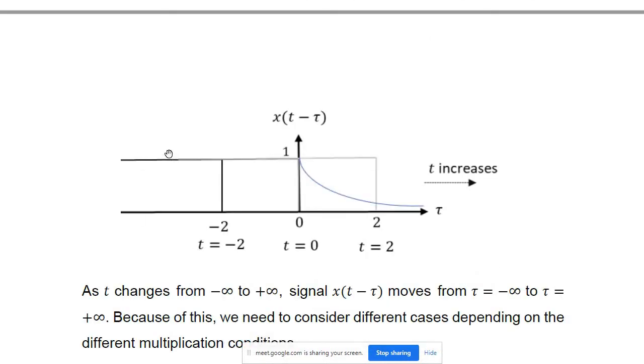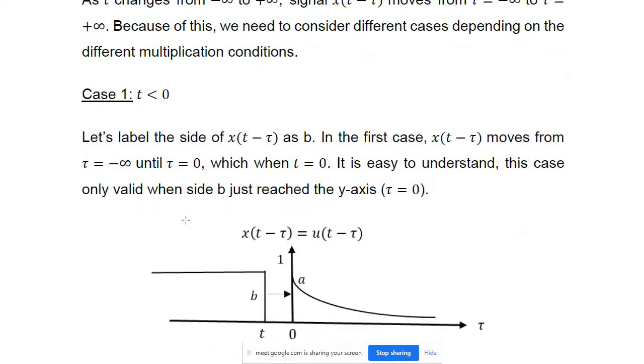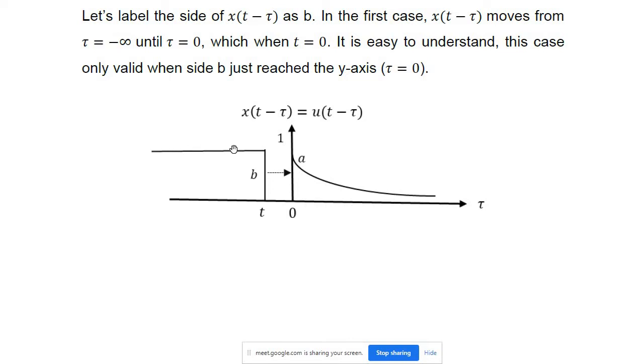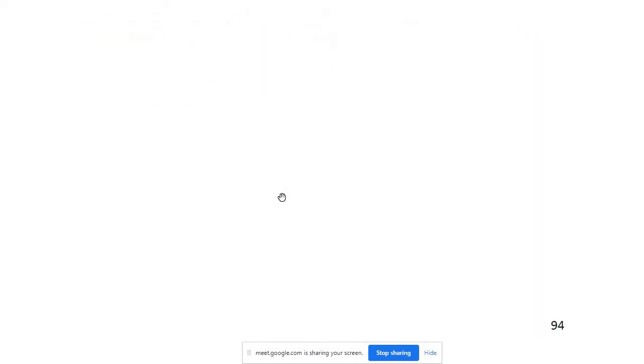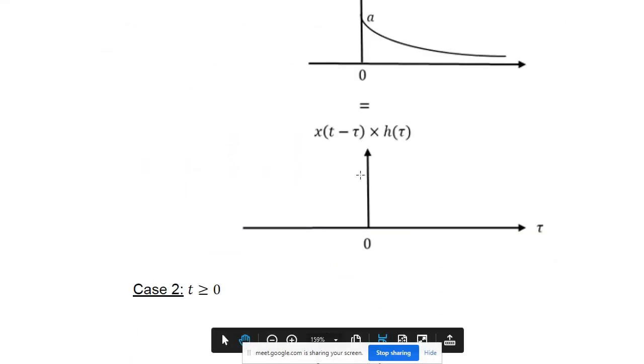This x(t minus tau) will go through from negative infinity to positive infinity, and you check where there is overlapping. For t less than 0, there is no overlapping. This is the x(t minus tau), and this one is the h(tau). So of course there is no overlapping, and when there is no overlapping, you will get 0.